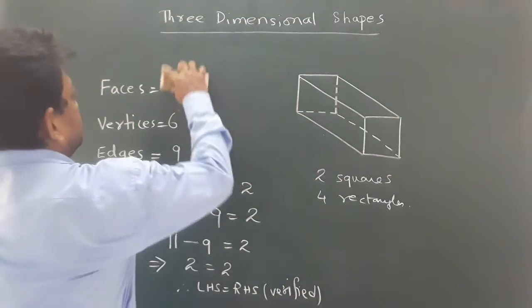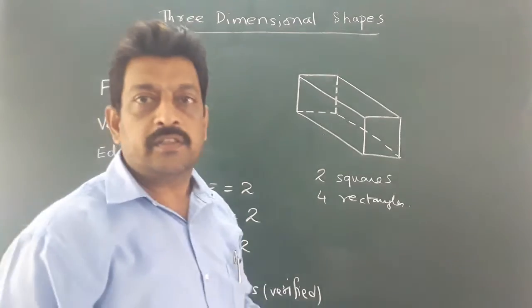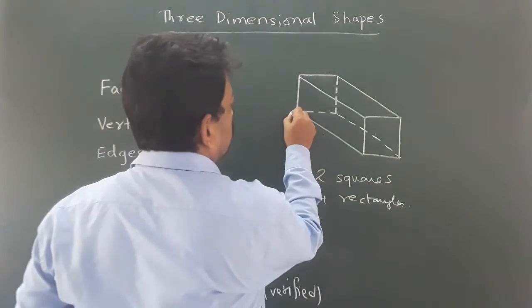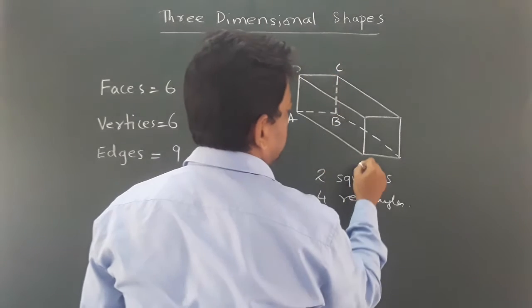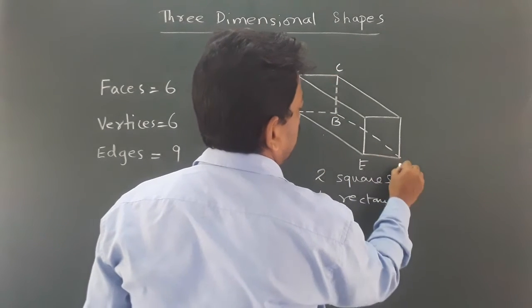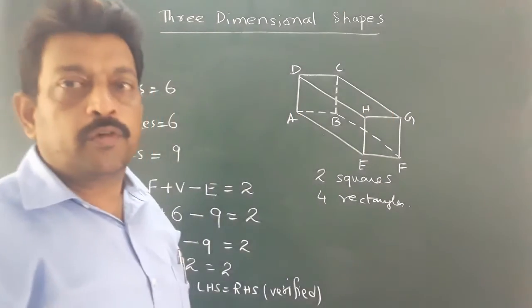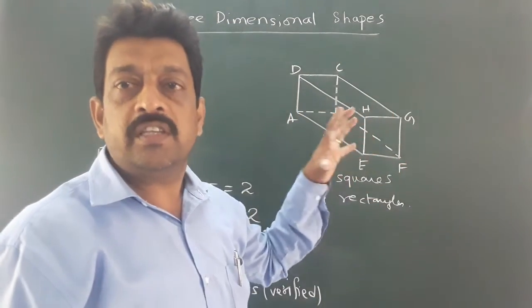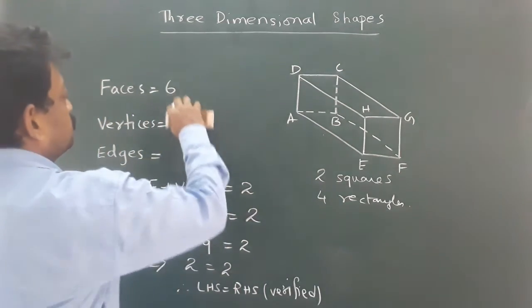So faces equals 6. How many vertices? The corners. If we name the corners like this, A, B, C, D, 4 corners here, and E, F, G, H, 4 plus 4, 8 corners means 8 vertices. So vertices equals 8.